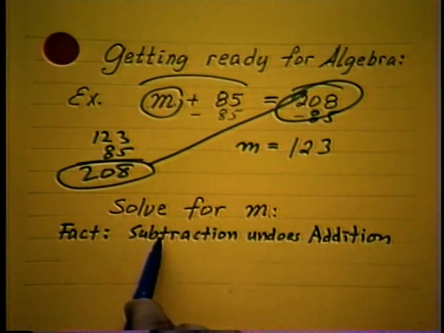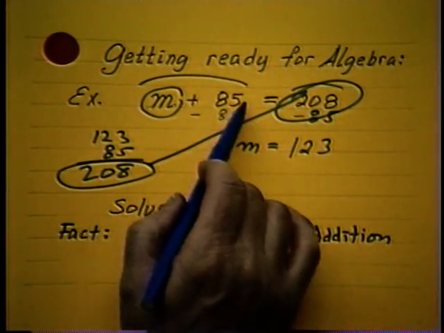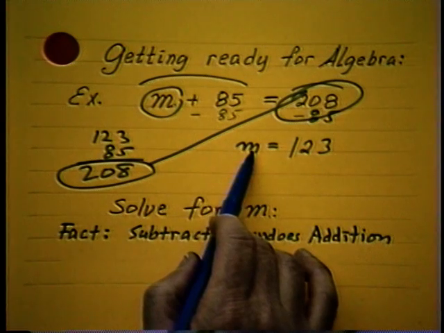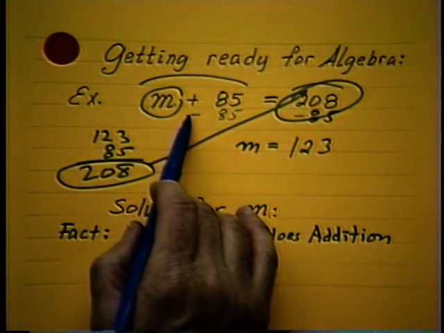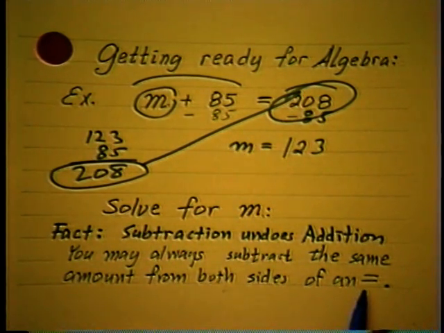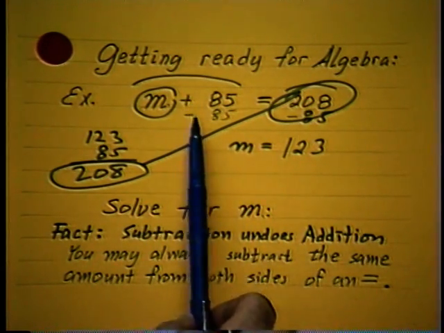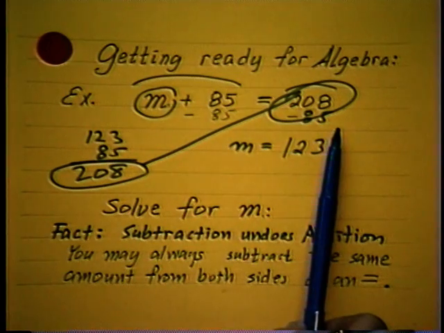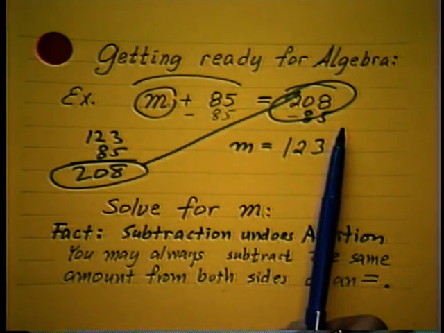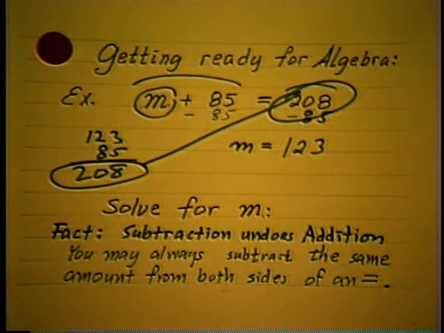So remember, subtraction always undoes addition. So if you're trying to undo an addition to isolate the variable, you simply subtract. In algebra, we will simply say you may always subtract the same amount from both sides of an equation. So to undo adding, subtract the same amount from both sides. In our previous problems, to undo subtracting, we added to both sides. That's simple.